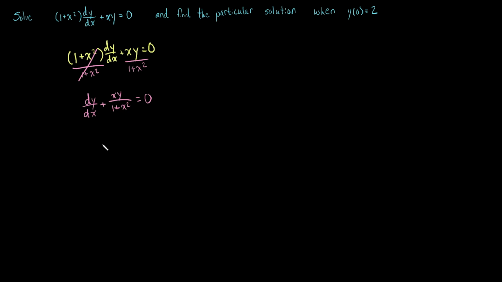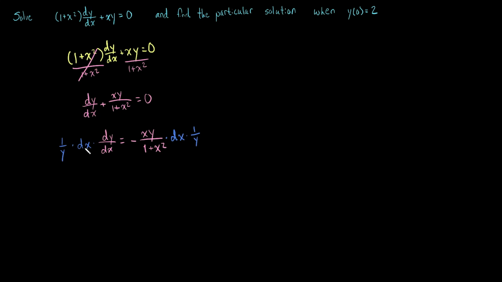We can move this term to the right-hand side, so we get dy over dx is equal to negative xy over 1 plus x squared. From here, I'm going to multiply both sides by dx. And also, just to make sure this video isn't too long, we're also going to multiply by the reciprocal of y, 1 over y, on both sides.